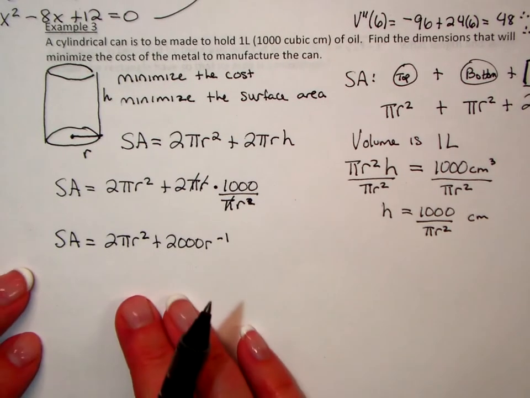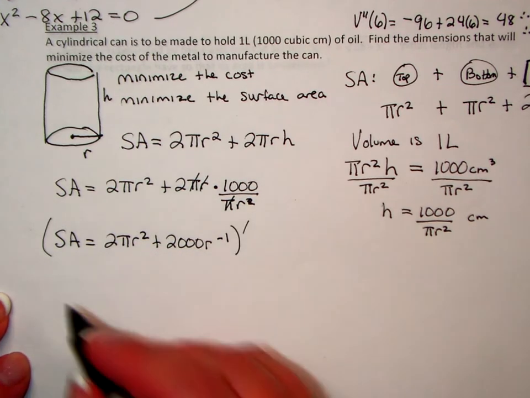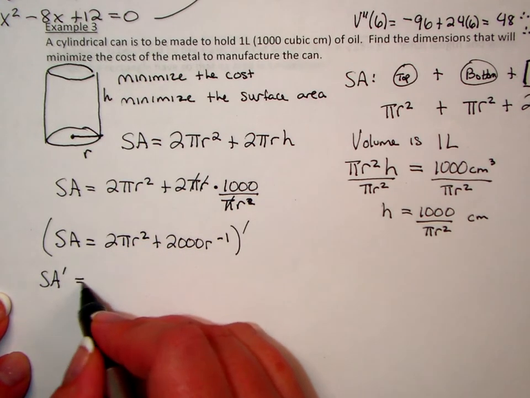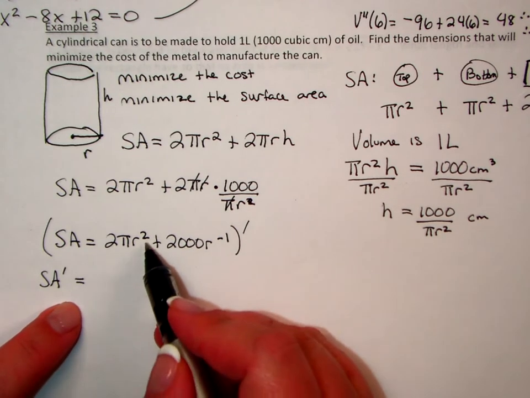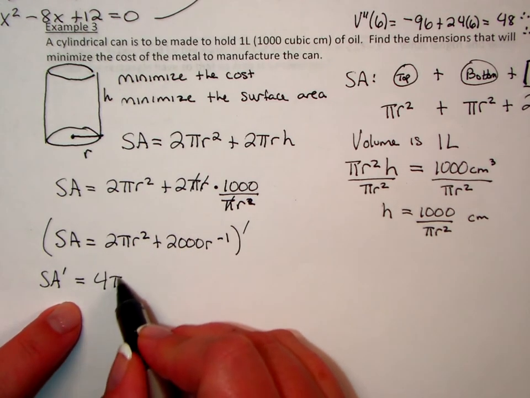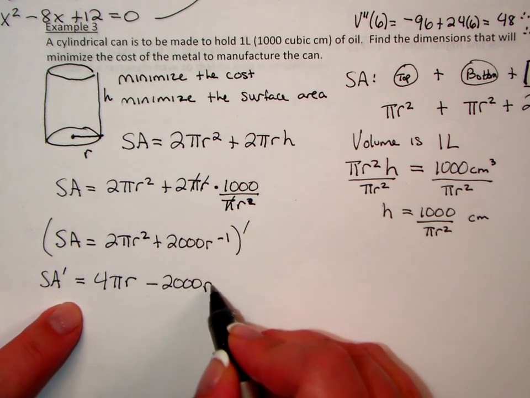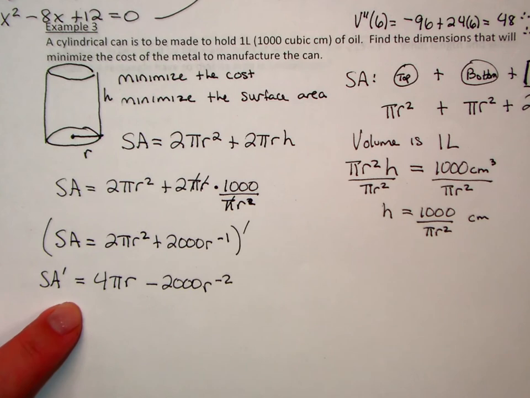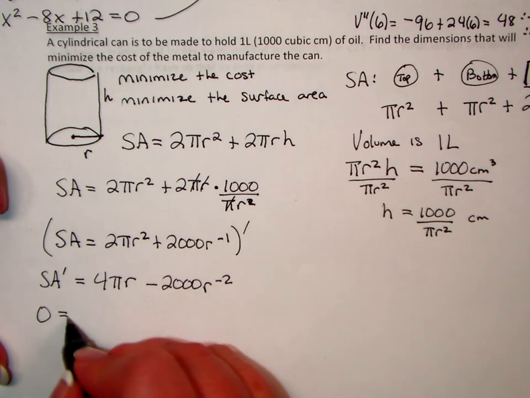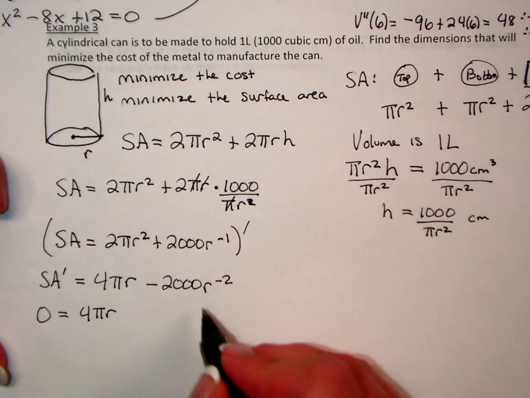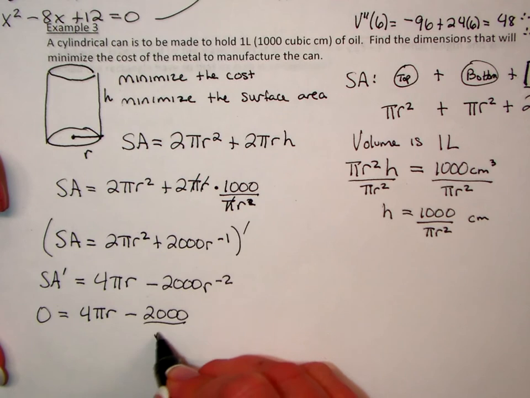Now that I have the surface area in terms of one variable, I'm ready to differentiate. The derivative of surface area with respect to r is going to be 4 pi r minus 2,000 r to the negative 2. I'm going to set that equal to 0. Now I'm going to move this back down because it's a little bit easier to solve for.